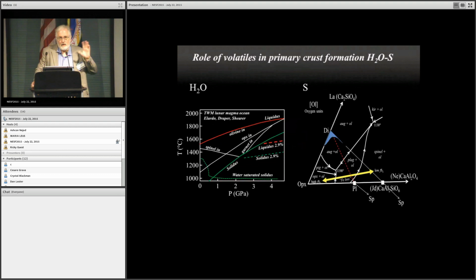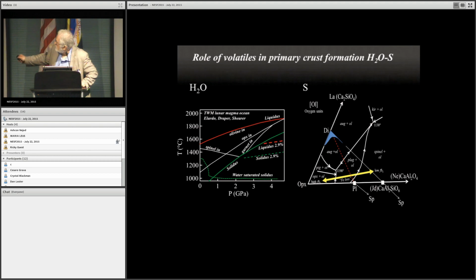Now, what is the overall effect of H2O on, for example, melting of a magma ocean or crystallization of a magma ocean? That's shown in the diagram to your left, which is temperature versus pressure in GPa, in gigapascals. And what you'll see is some data from a paper by Alardo, Draper, and myself, where we looked at the crystallization and melting, the crystallization of a lunar magma ocean of the Taylor whole moon composition.